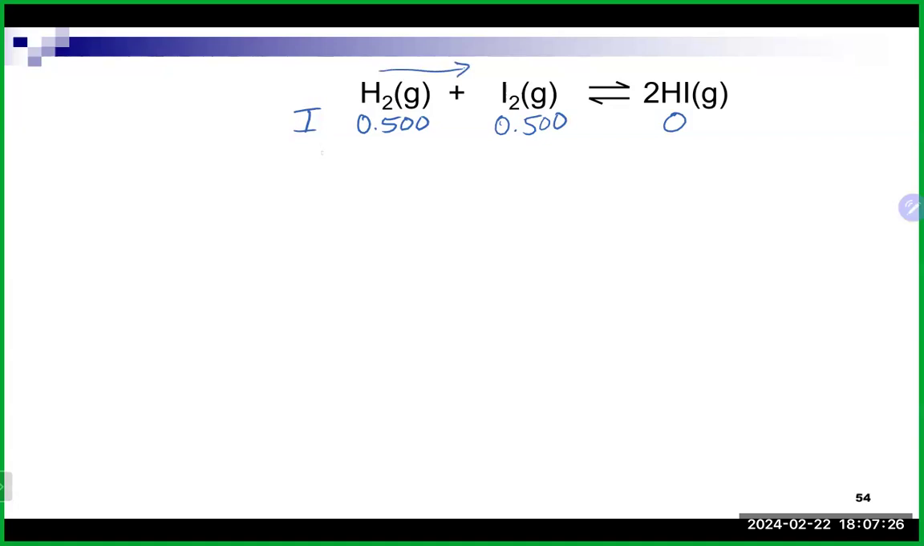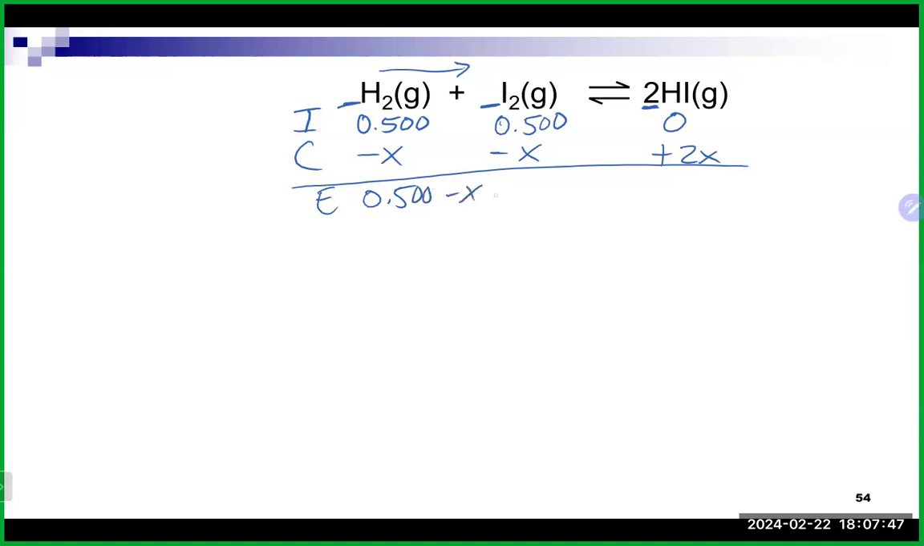So we're going to do a change. It's going to be minus x because the coefficient here is 1, minus x because the coefficient here is 1, and we should be gaining products. So that's going to be a plus 2x because the coefficient there is 2. Bringing all this down here to our equilibrium line, 0.5 minus x, 0.5 minus x, and 2x. Any questions on the ICE table there?